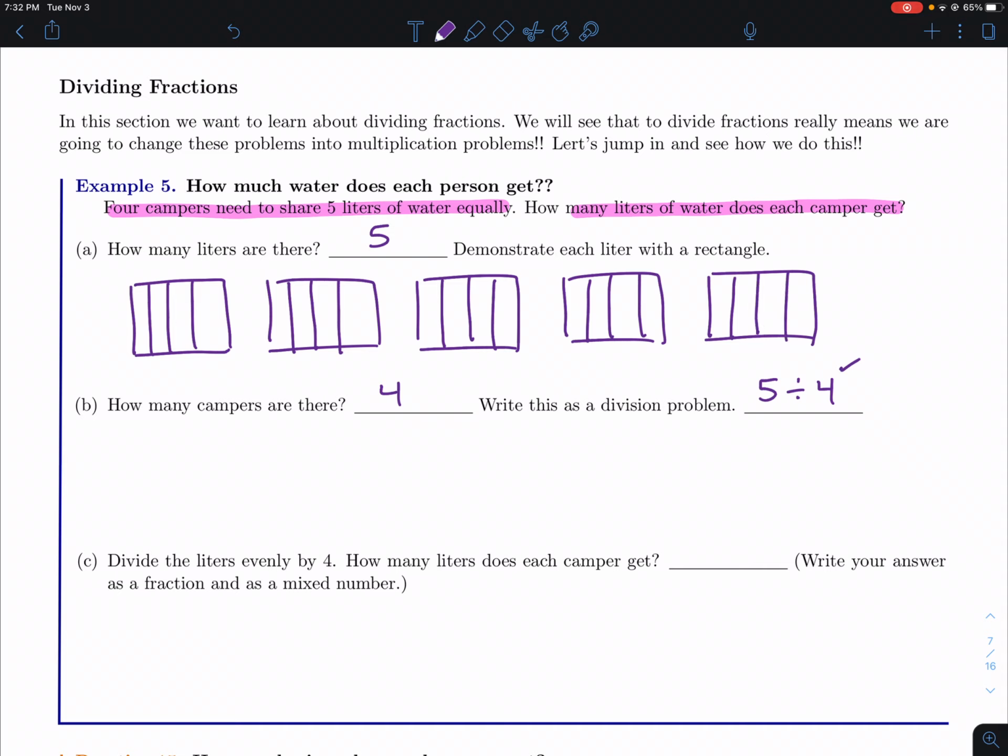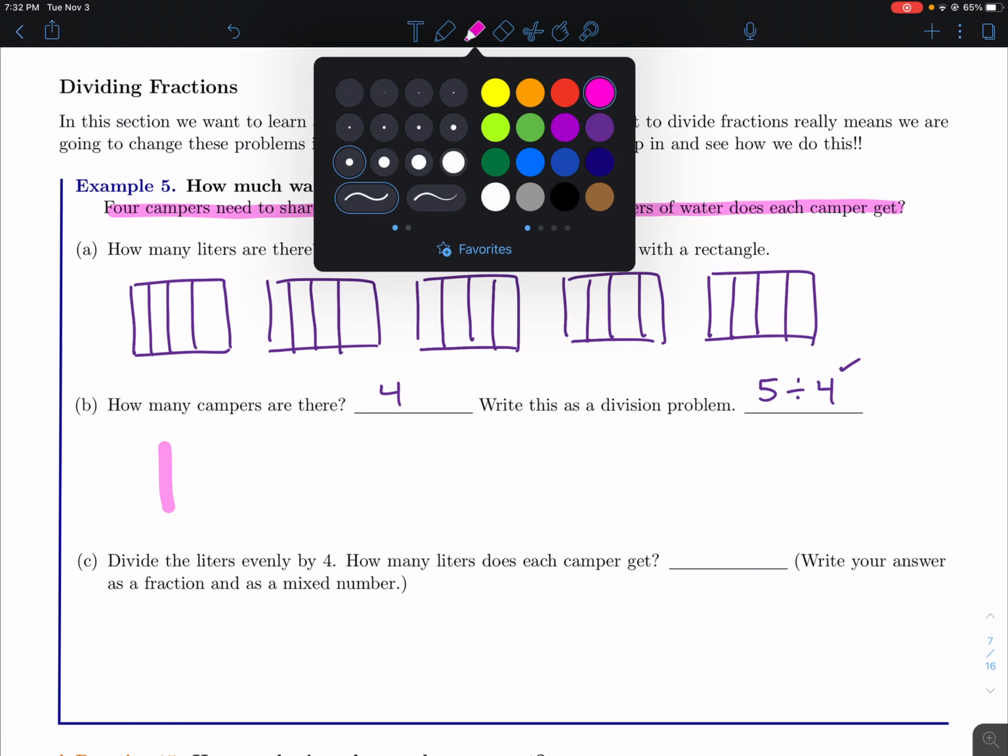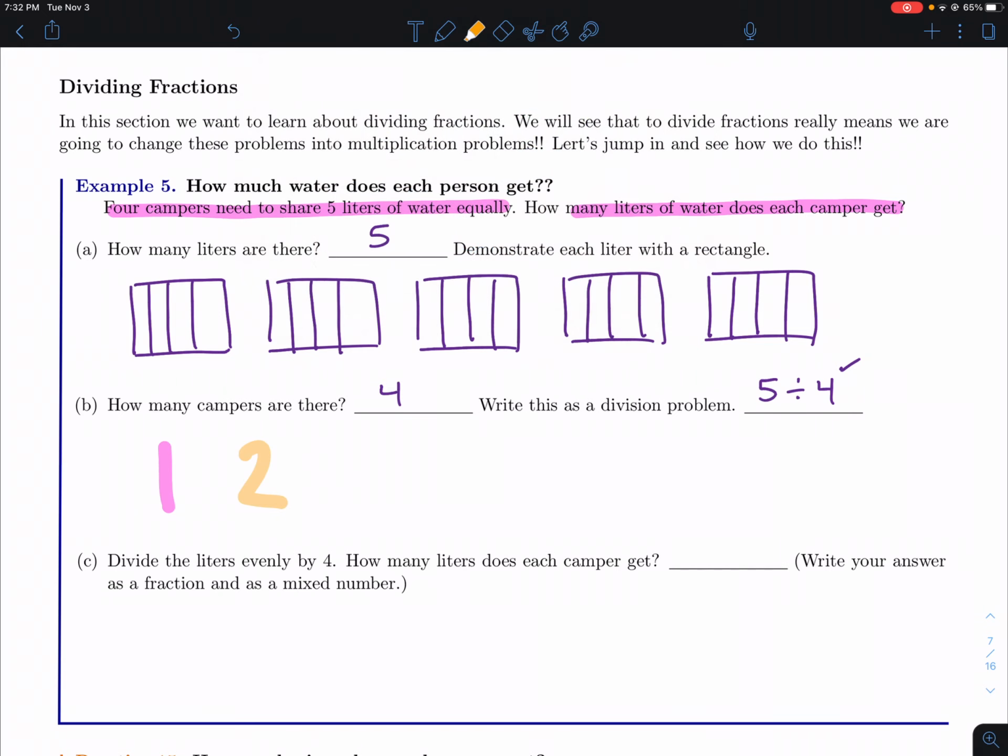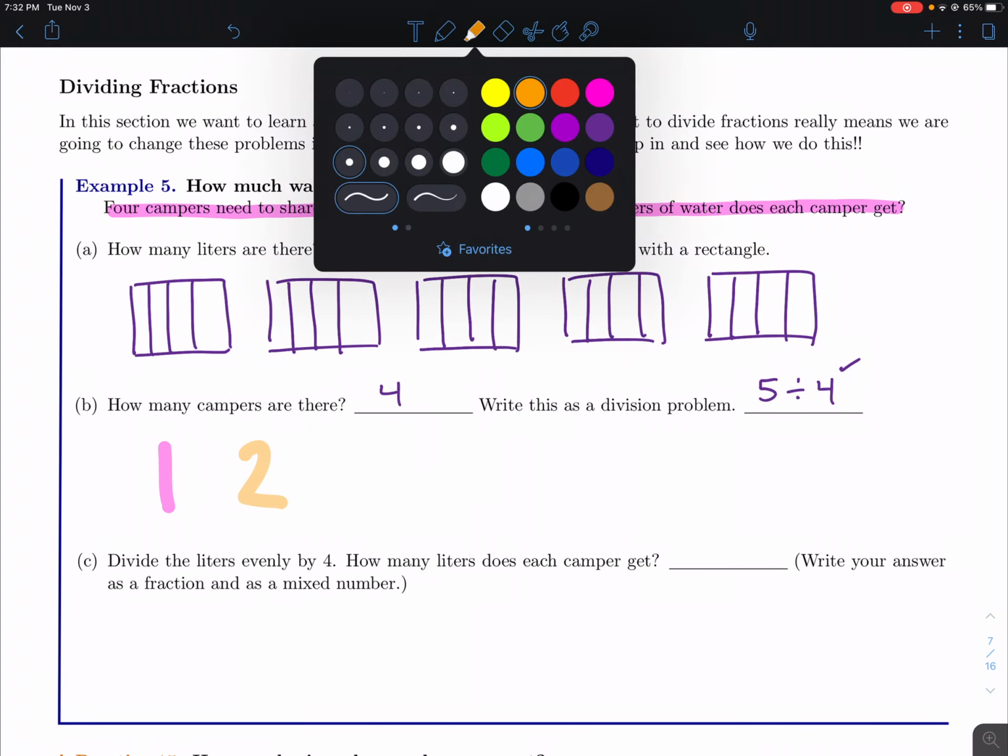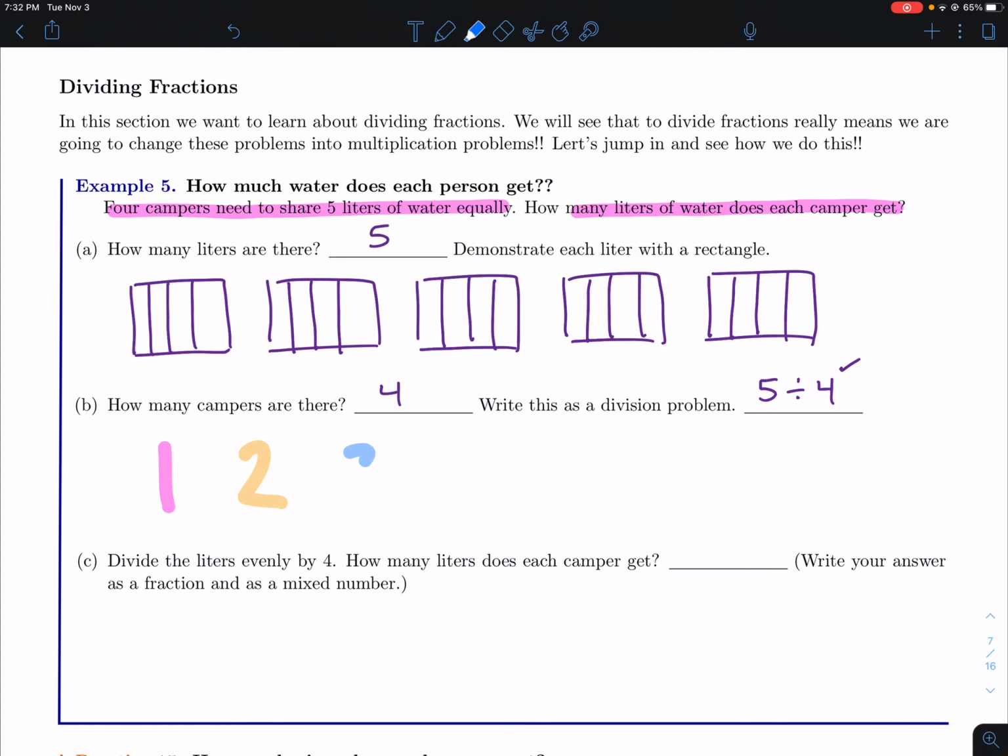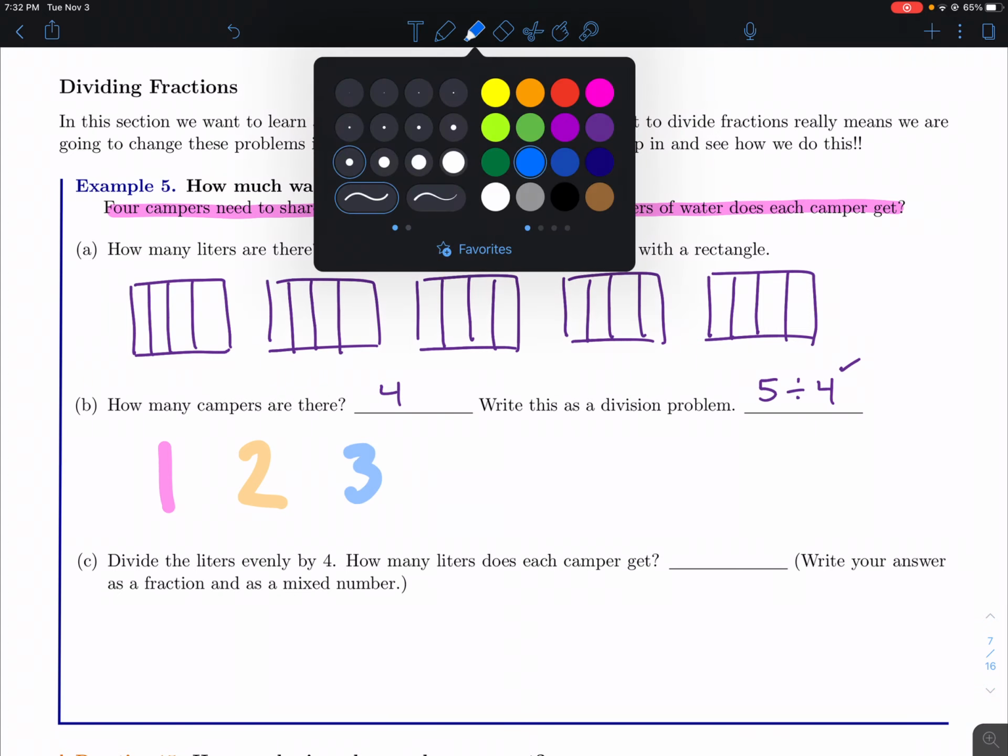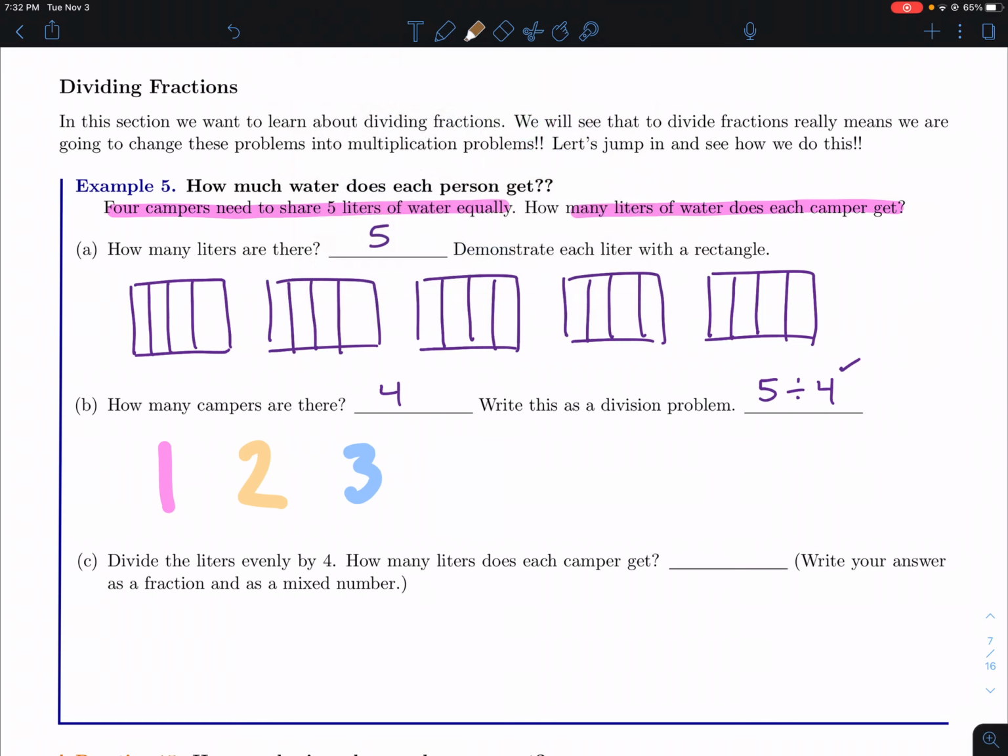There's another 4. And there's another 4. And so what I'm going to do is use a different color for each person. So camper 1 is going to be this pink. Camper 2 is going to be the orange. Camper 3 is going to be this light blue. And then camper 4 will be this brown.